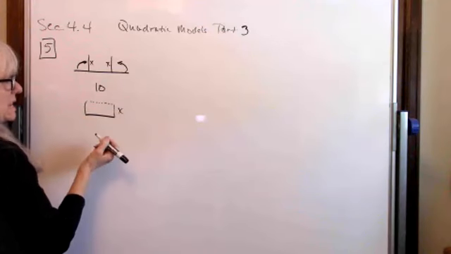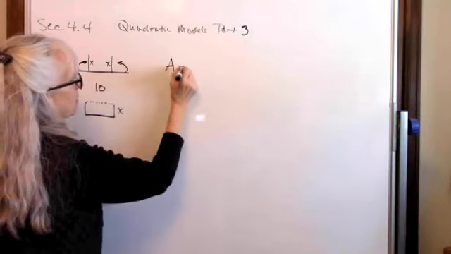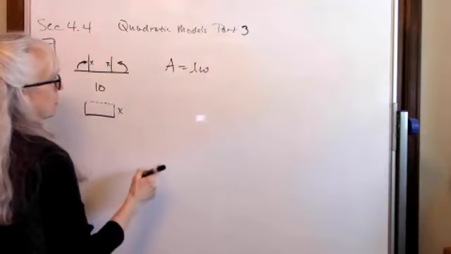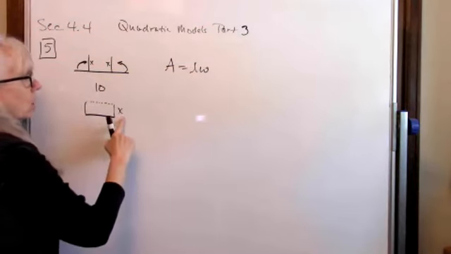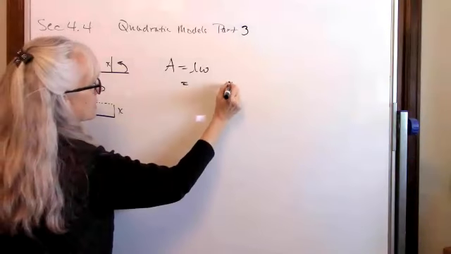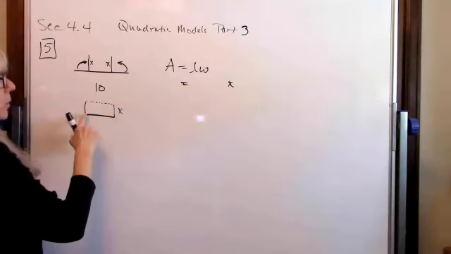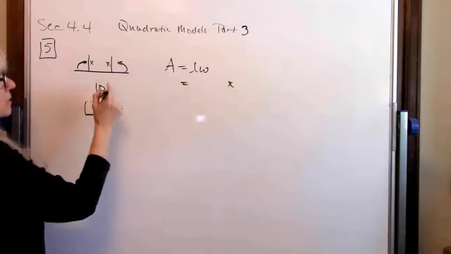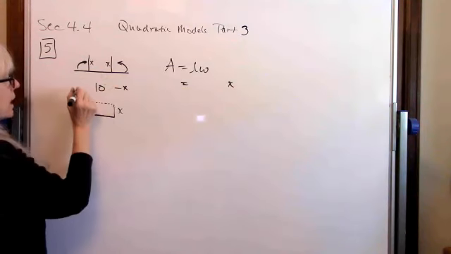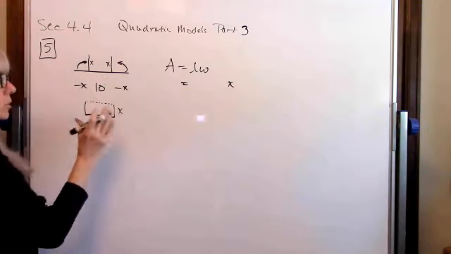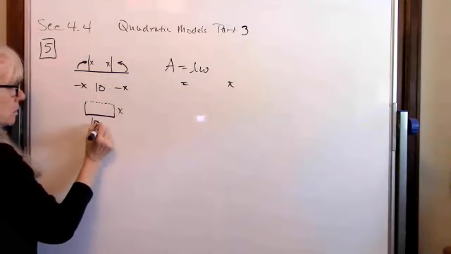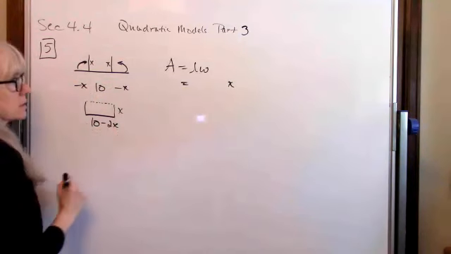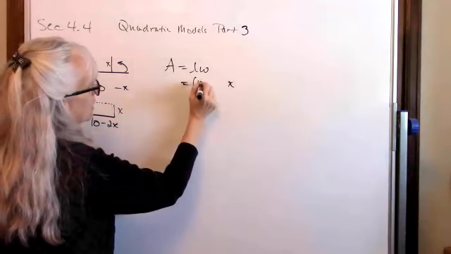So what we need is area. That would be length and width again, same problems we had before. We're calling the width X. So we know we have an X sitting down there. But what's this dimension? Well, we started off with 10. We took out X on this side and X on this side by folding it up. So then this dimension is 10 minus 2X. So our length is 10 minus 2X.